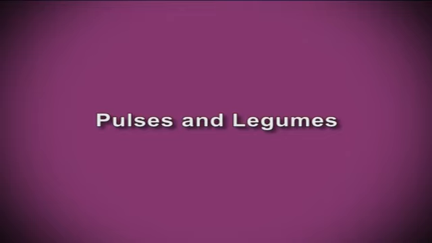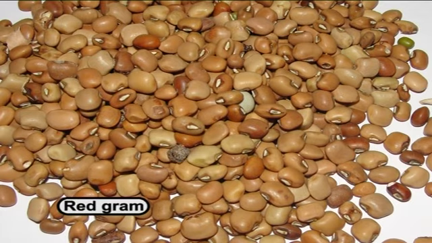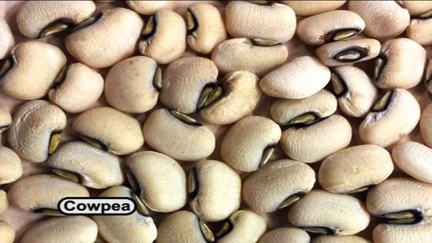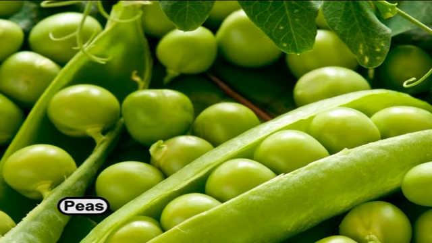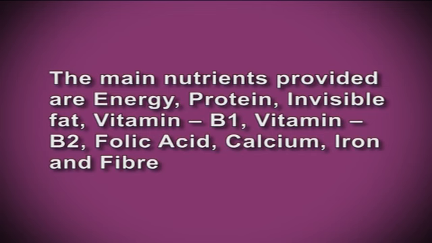The next food group is pulses and legumes. This includes foods such as Bengal gram, black gram, green gram, red gram, lentils, whole as well as the dals, cowpea, peas, rajma, soya beans, etc. The main nutrients provided are energy, protein, invisible fat, vitamin B1, vitamin B2, folic acid, calcium, iron and fiber.